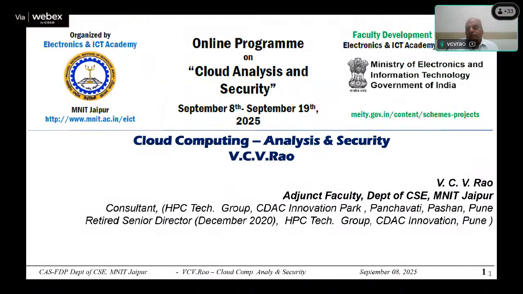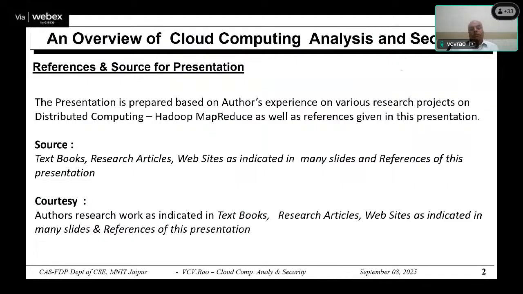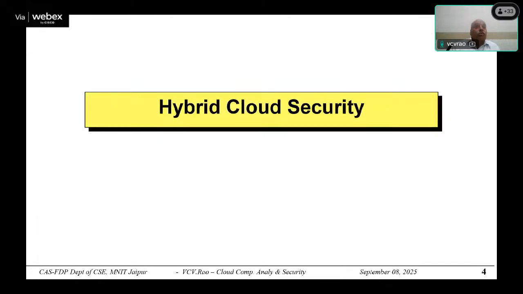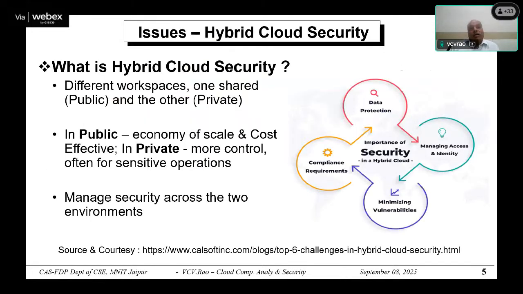As a part of our FDP, we talked a little bit about cloud security also: what issues are to be addressed in cloud security and what we should know. I gave you a high-level overview, but not complete details.